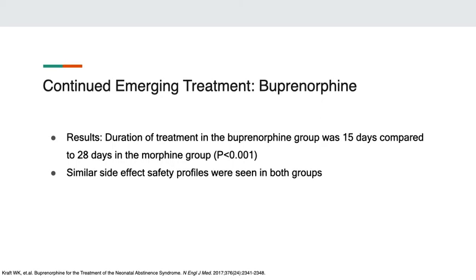But as far as the results go, the duration of treatment in the buprenorphine group was 15 days compared to 28 days in the morphine group, with a p-value of less than 0.001. And there were also similar side effect safety profiles seen in both groups, with one being a hernia repair and another a supraglottoplasty, both seen in the buprenorphine group.